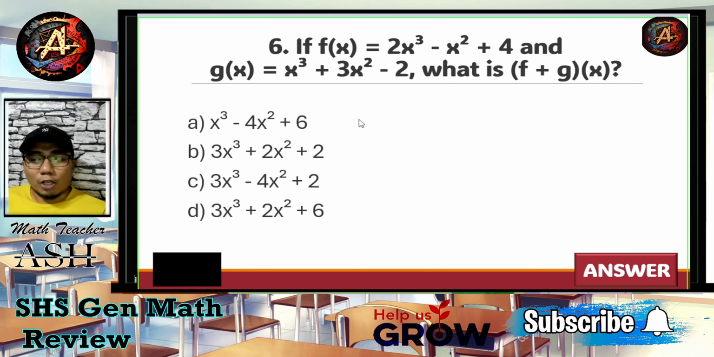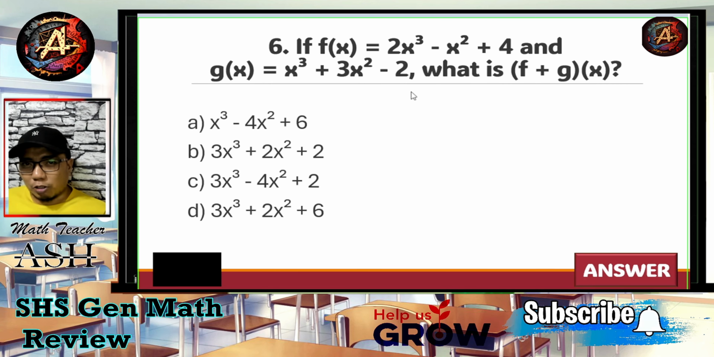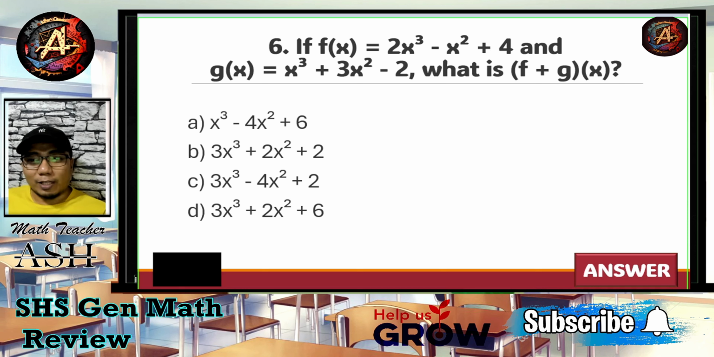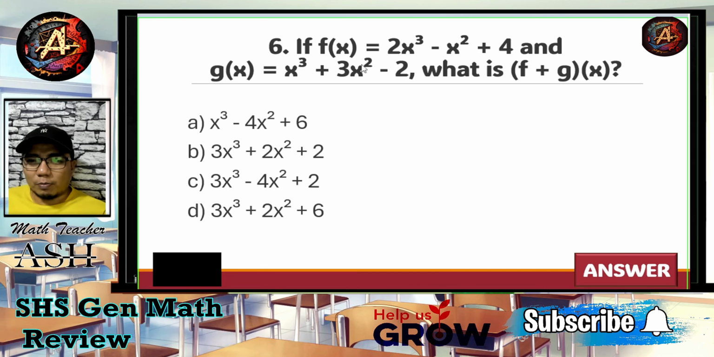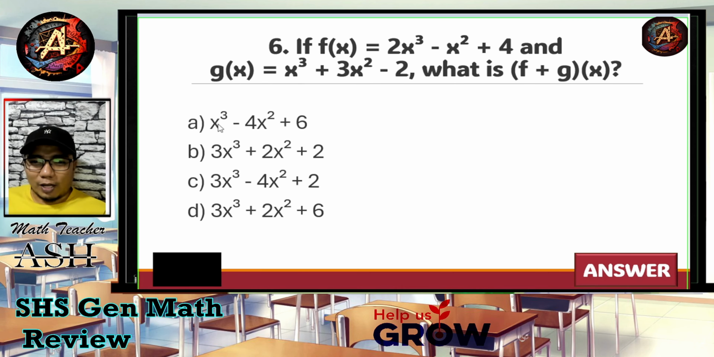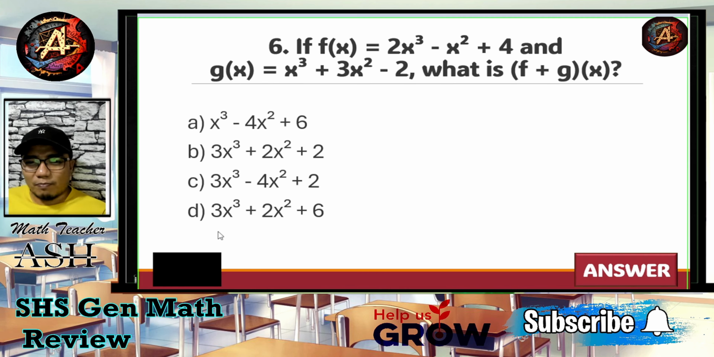Okay, my dear math learners, as you can see here, we have two functions and what we need to do is to add them. In adding two expressions, basically you need to combine like terms. So we have here a cubic term, and we also have here a cubic term. So 2x cubed plus x cubed, that would be 3x cubed. So letter A is already wrong. So we only have B, C, and D.